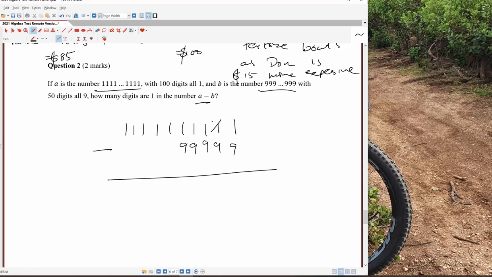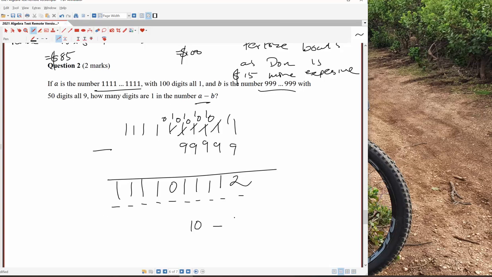So 1 take away 9 can't do, so I'm going to cross out that and write 1 there. 11 take away 9 is 2. 0 take 9 can't do, that's 0, carry 1. 10 take away 9 is 1. 0 can't do, 0, 1, 10 take away 9 is 1. Can't do, 0 take away 9 is 1. Borrow, 10 take away 9 is 1. 0, 1, 1, 1, 1. Okay, so this one here is 10 digits long.